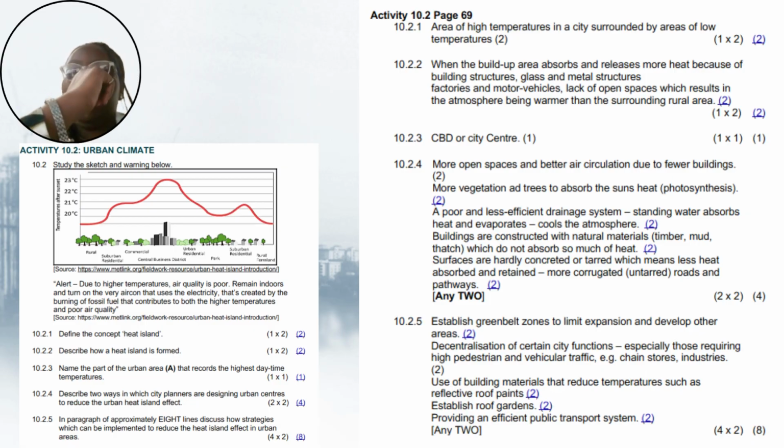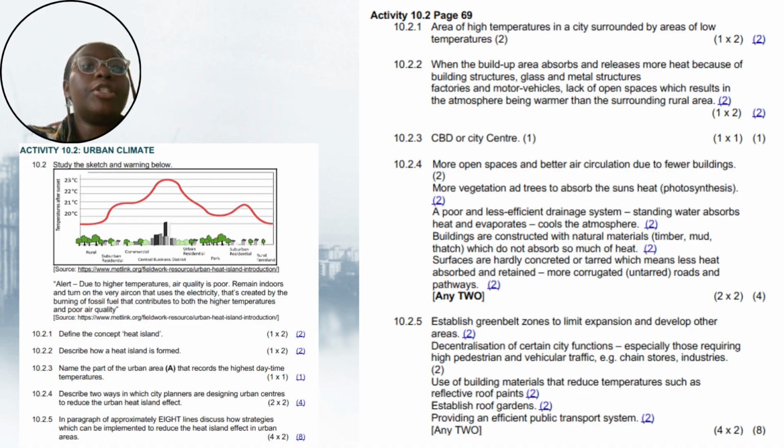So describe 2 ways in which city planners are designing urban centers. We'll look at the fact that they need more open spaces and better air circulation due to fewer buildings. You need more vegetation and trees to absorb the sun's heat for photosynthesis. So you don't just say they should plant more trees. You say what would those trees do? You explain why you are giving your solution.